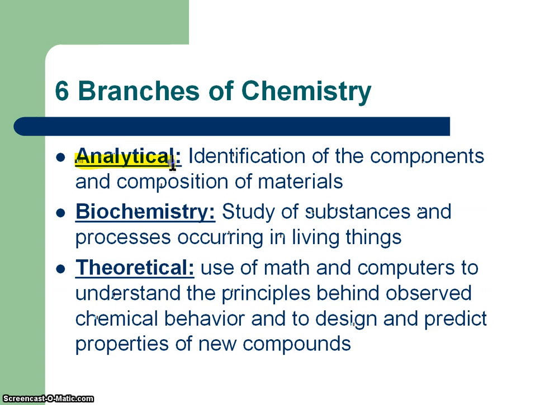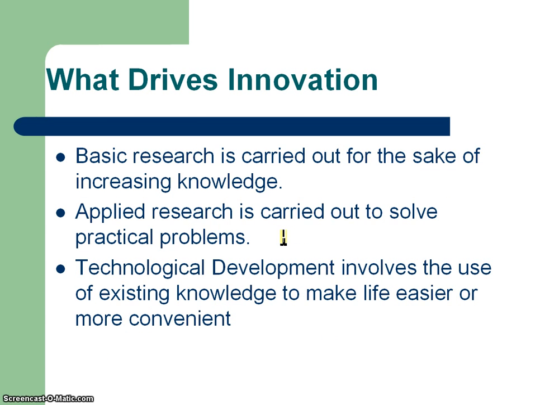And you have analytical chemistry. It's the identification of the components and composition of materials. Biochemistry is the study of substances and processes occurring in living things, inside your own body, brain waves and stuff like that. Theoretical is the use of math and computers to understand the principles behind observed chemical behavior and to design and predict properties of new compounds. And this is what drives innovation right here.